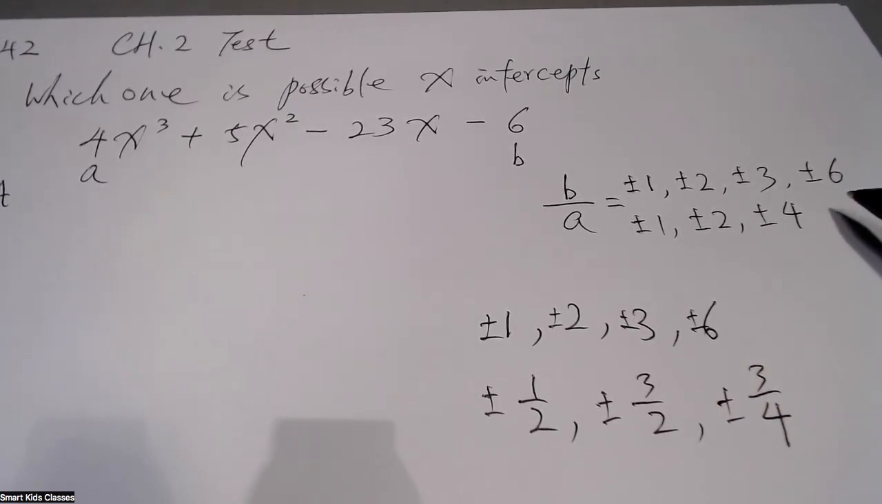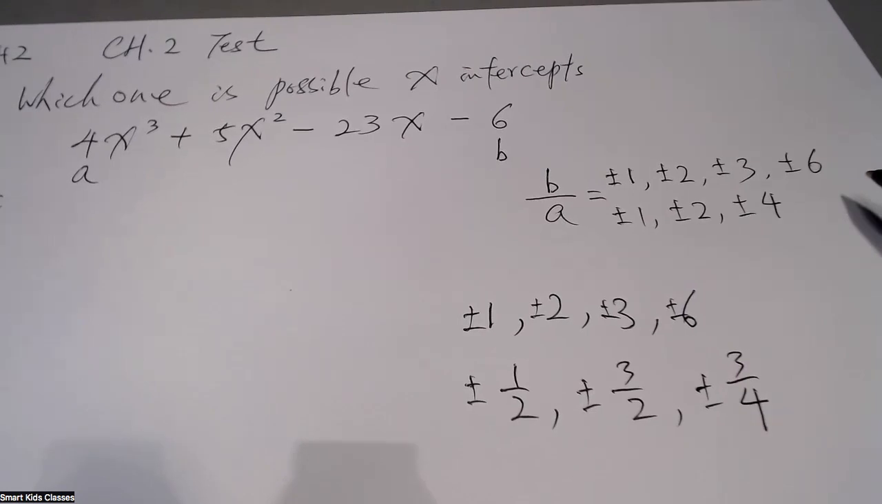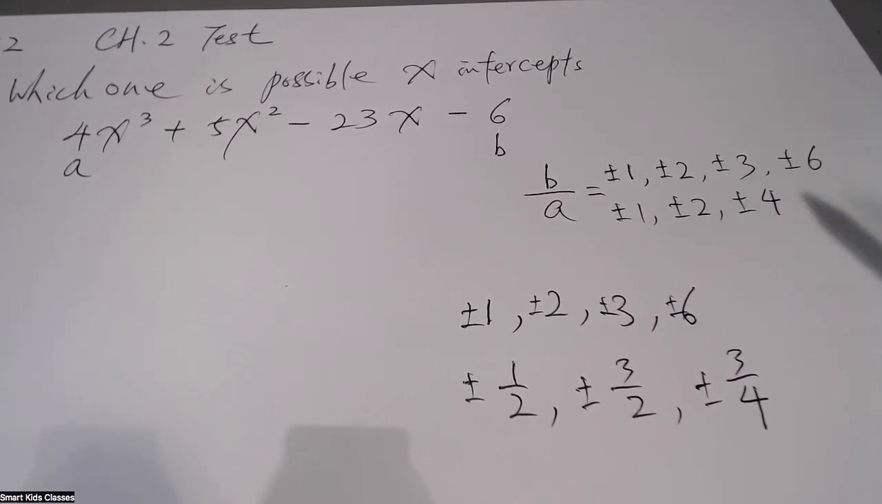So, and then we do 6. 6 to 1 we done. How about 6 to 2? So it will be positive and negative 3. And 6 to 4 will be positive and negative 3 over 2.